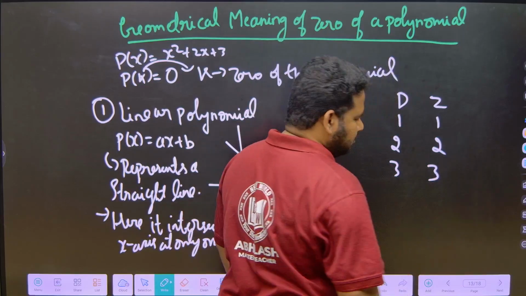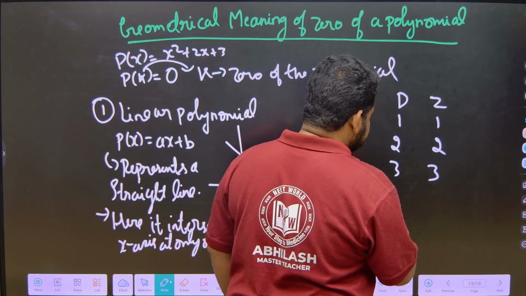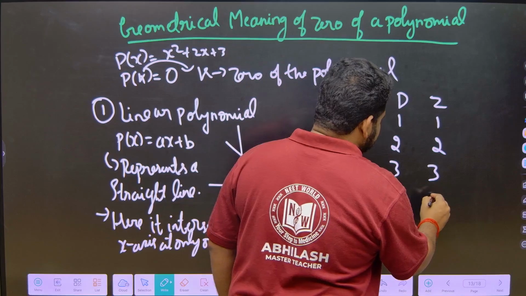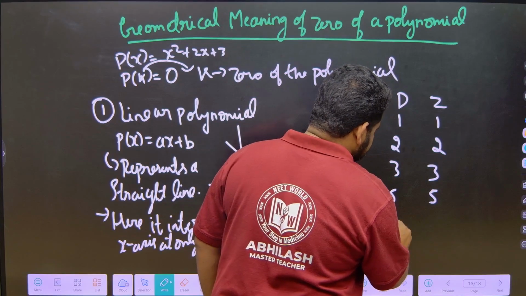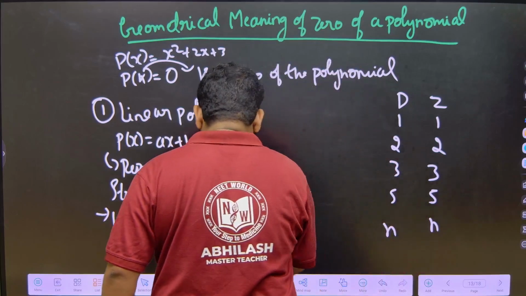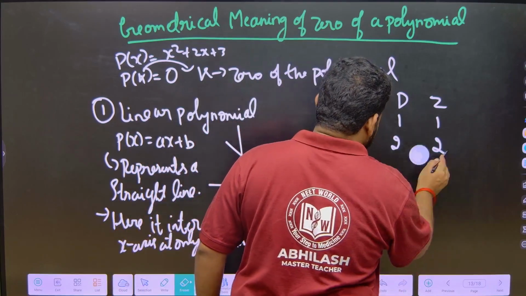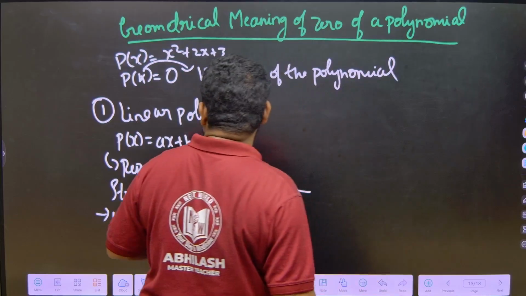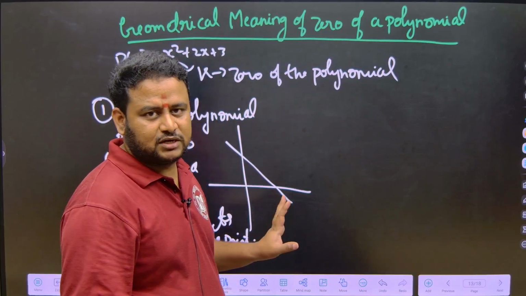Next, if the degree is 5, the number of zeros will also be 5. If the degree is n, then the number of zeros will also be n. Like that we can say. Now, let us not worry about this. Now we learnt when it comes to a linear polynomial, this is what it is.